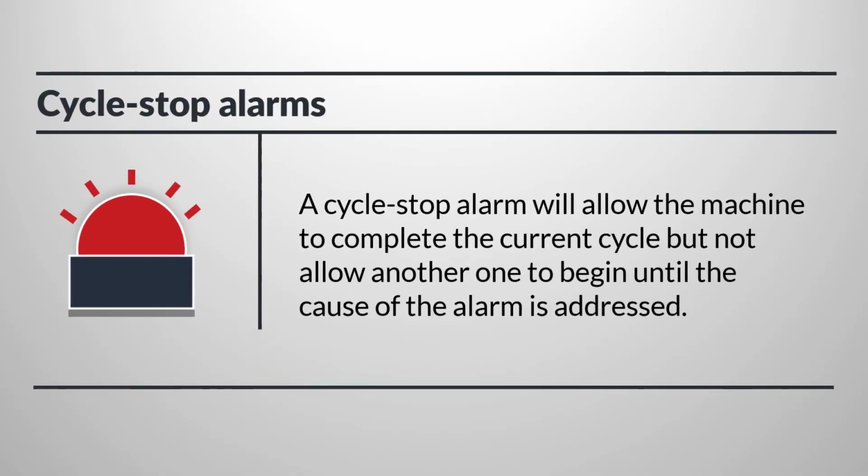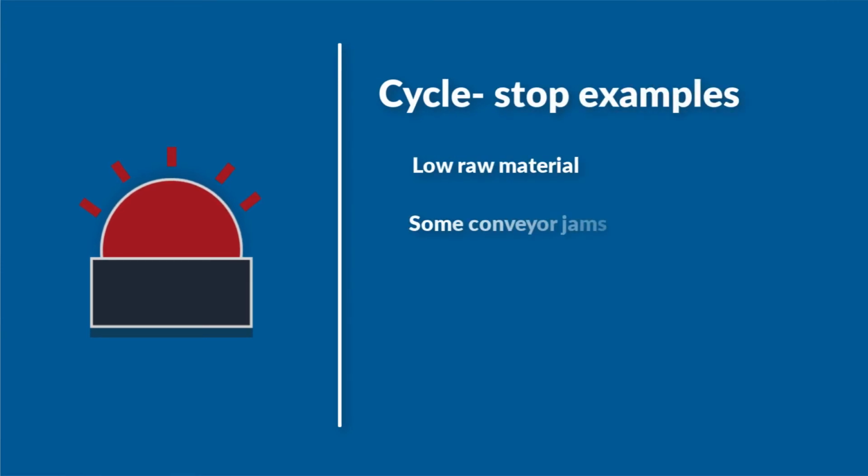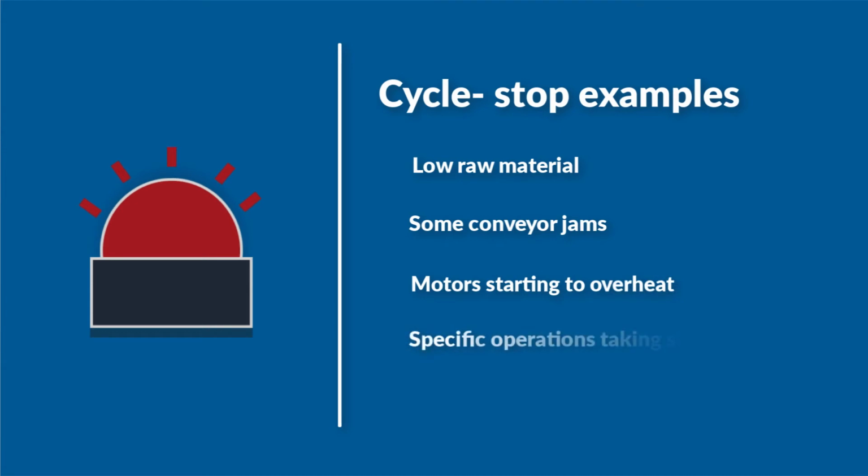A cycle stop alarm will allow the machine to complete the current cycle, but not allow another one to begin until the cause of the alarm is addressed. Low raw material, some conveyor jams, motors starting to overheat, or specific operations taking slightly longer than expected are examples.